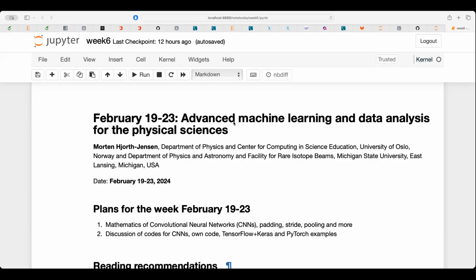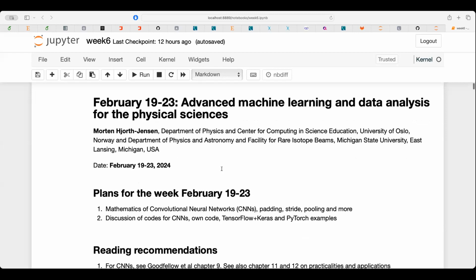Welcome back, everybody. The topic today is to continue this discussion about the mathematics of CNNs. The things we are going to look at are specific technicalities like padding, stride, pooling, and other topics which are used in defining the architecture of a network. We're also going to look at how many parameters we get to train.